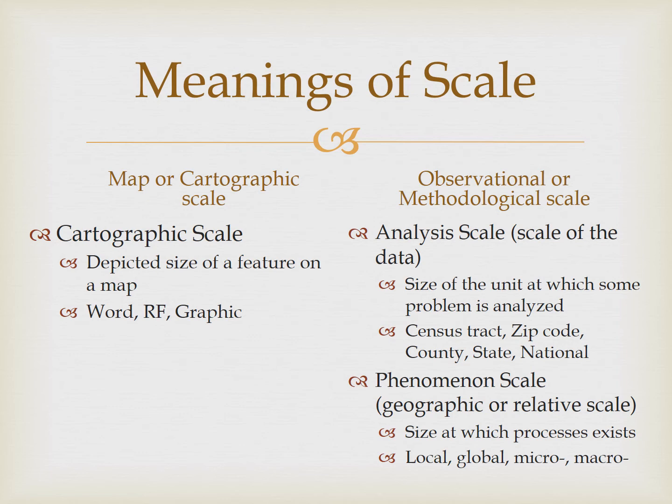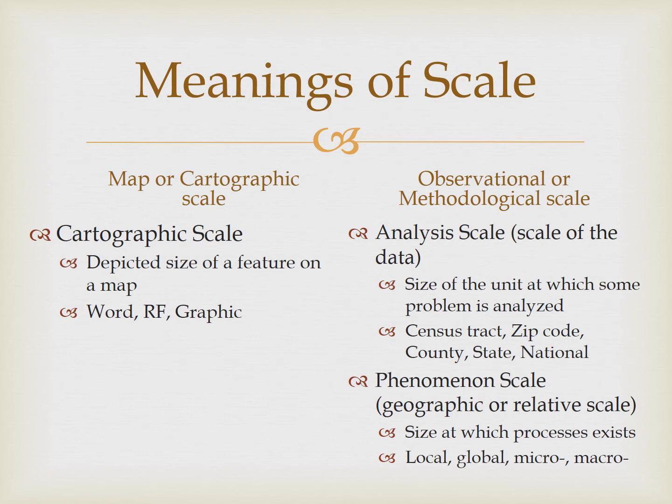On the left, we have map or cartographic scale. This is the most challenging of the bunch and the one that we're probably the least familiar with. Cartographic scale is the degree to which something has been reduced on a map compared to the same space or feature on the Earth. And there are 3 types: a word or written statement, representative fraction, abbreviated RF, and a graphic or visual scale. On the other side, we have observational or methodological scale. And then there's 2 categories within that.